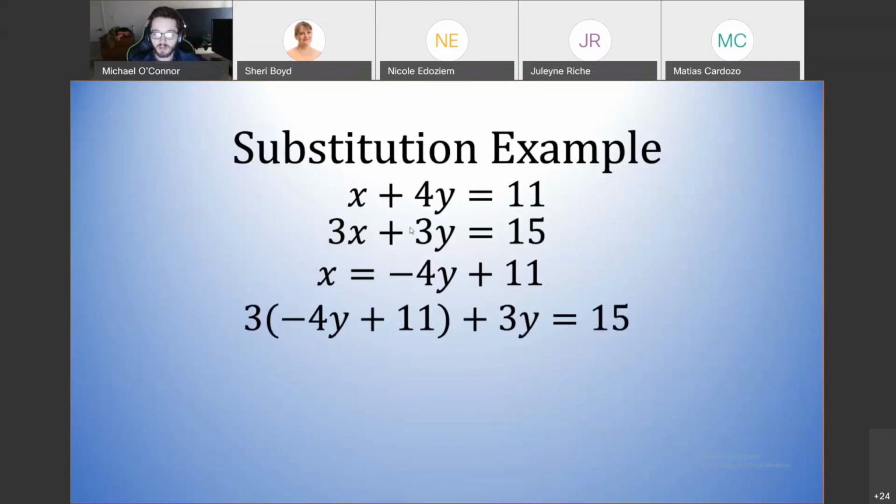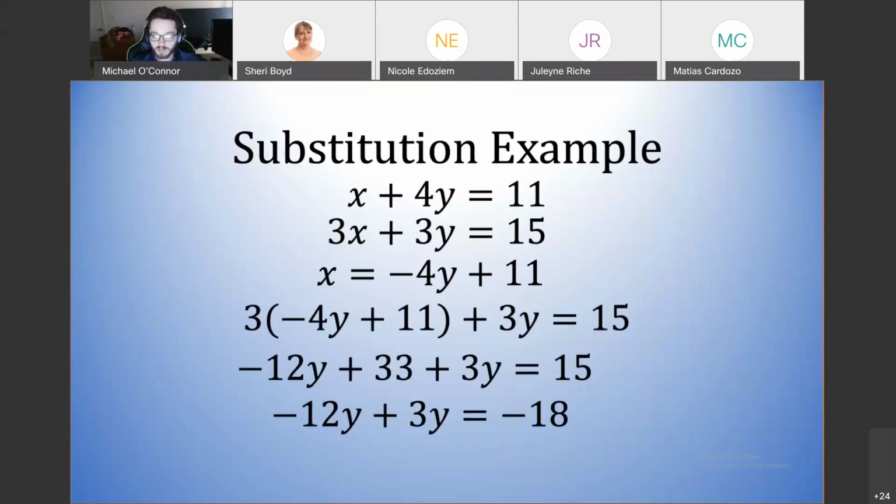So that'd be 3 times the quantity negative 4y plus 11, closed quantity, plus 3y equals 15. Then you distribute the 3, and that's equal to negative 12y plus 33. And then I'm subtracting the 33 over to the other side.